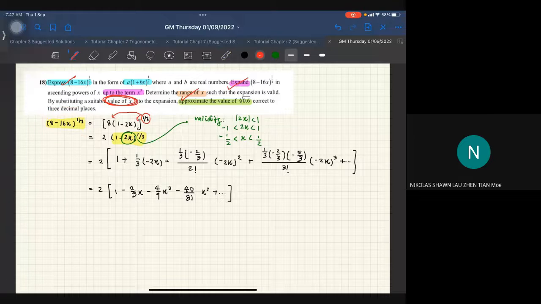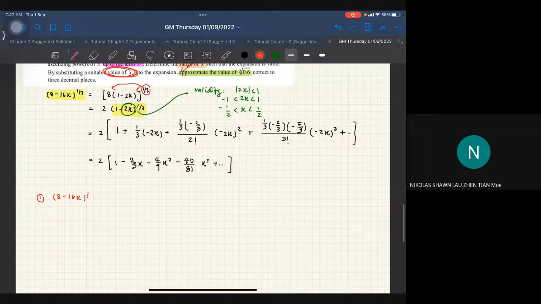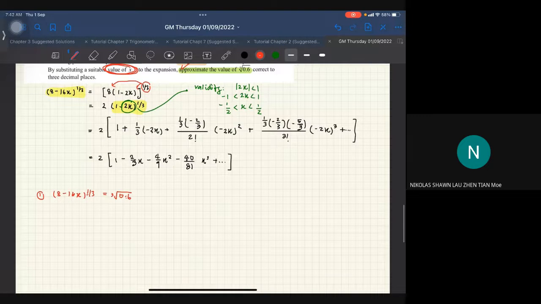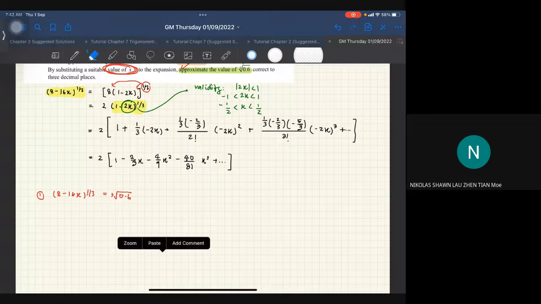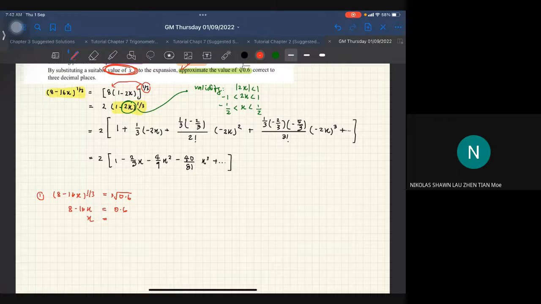Okay, so bila saya guna yang itu, saya buat number 1. Okay, so let's say kita ada 8 tolak 16x, kuasa 1/3, I compare it with 0.6 cube root. Okay, so saya compare dengan yang ini. So saya akan dapat 8 tolak 16x sama dengan 0.6. So bila kita tekan calculator, you get your x value equal to 0.4625.